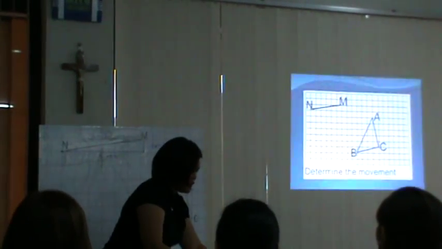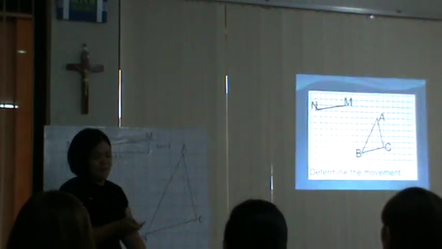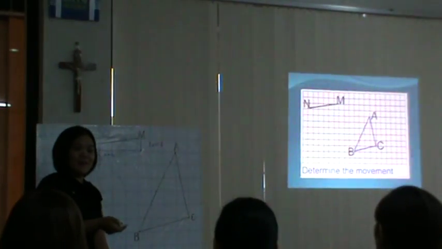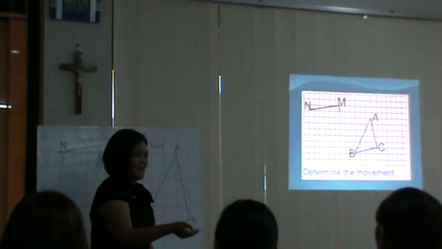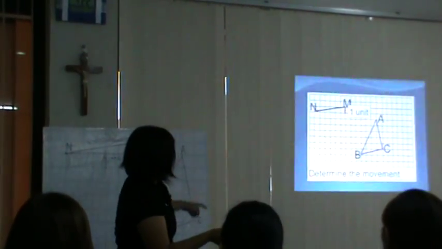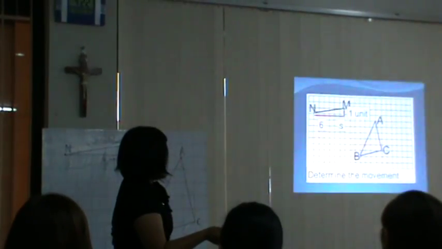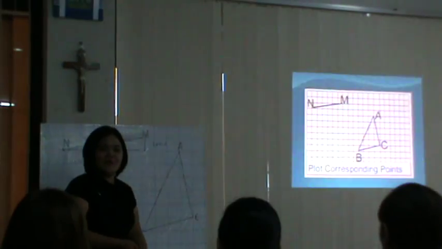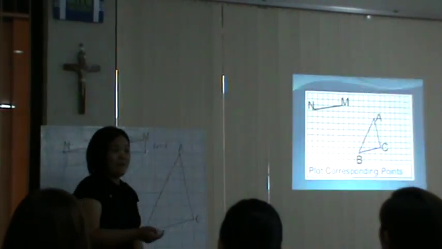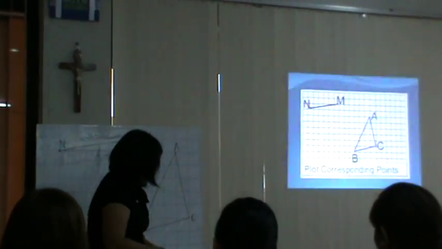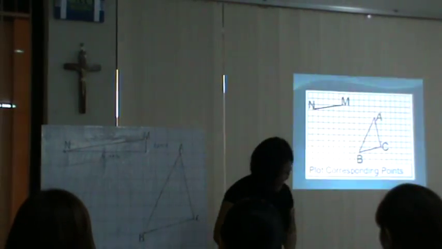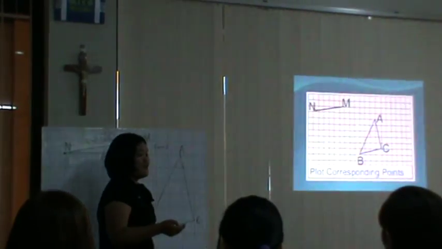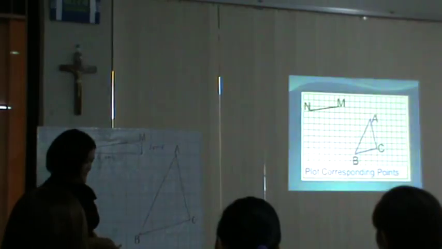Since you are able to determine the movement now, let us plot the corresponding points. Okay, there, 1 unit and 6 units. So we can now go to the second step, which is to plot the corresponding points. Okay, can I have some volunteer to plot the corresponding point of point A?